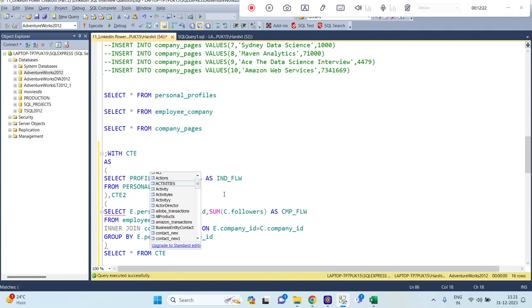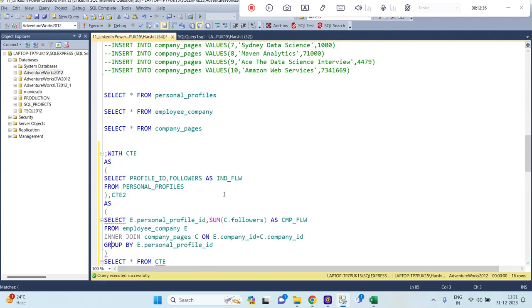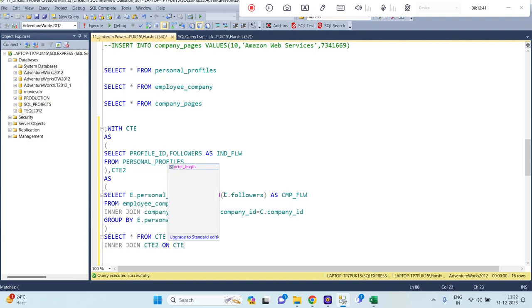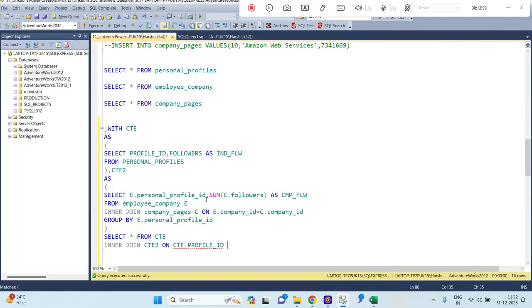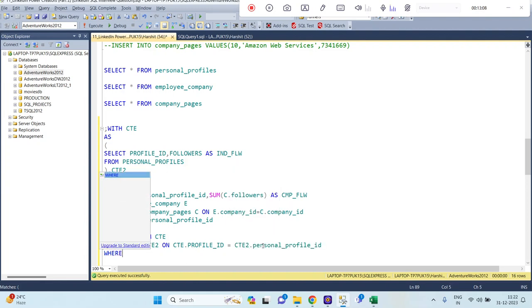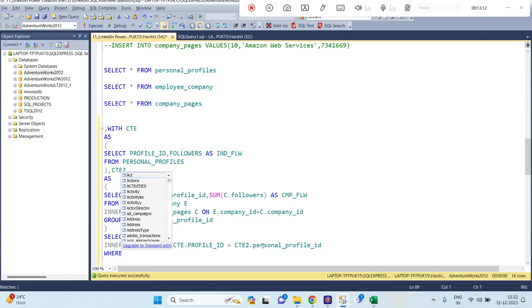Select star from ct. Now over here we can do inner join. Inner join, yes, sir. There is some issue here. Inner join ct2 on ct dot profile id is equal to ct2 dot profile id. Where, now what we need to do? Simple, right? Individual follower is greater than company follower.